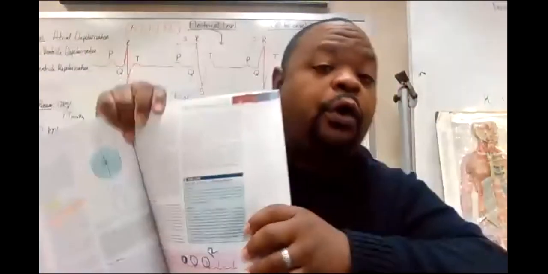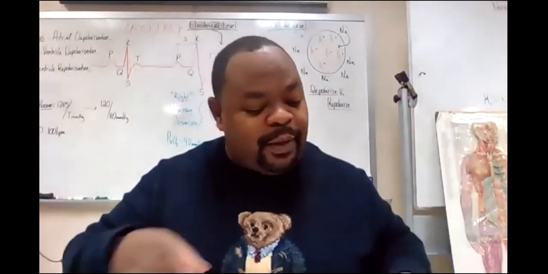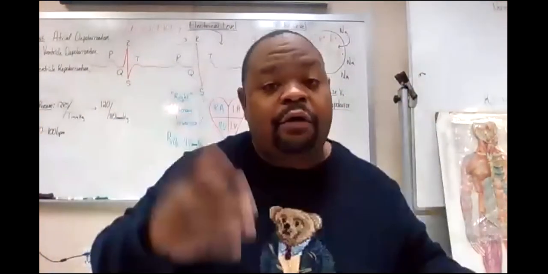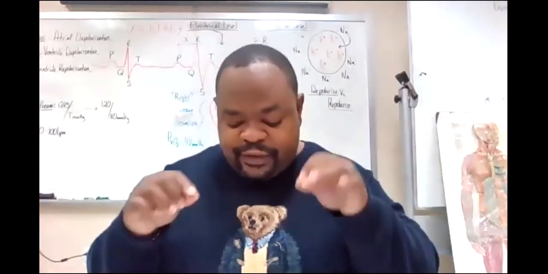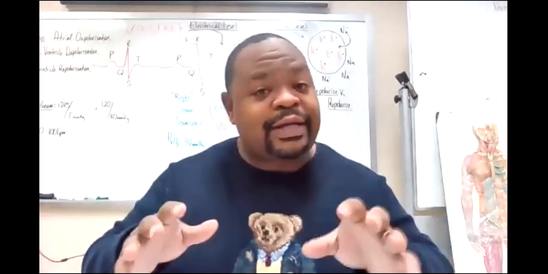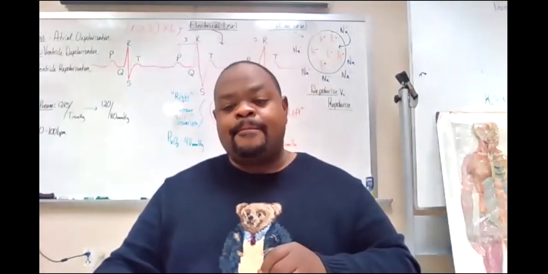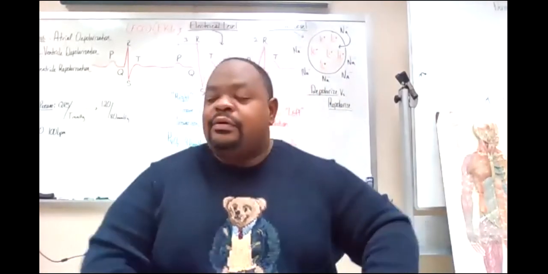So we said that between this one and this one was 4 large boxes. And then we looked at page 358, which is the page right before, and it says if you have 4 large boxes, what's the heart rate? 75. So that heart rate is 75. So if it has all of its parts and the heart rate is 75, that is a normal sinus rhythm. Okay? Because normal is 60 to 100. All right? Normal sinus rhythm.